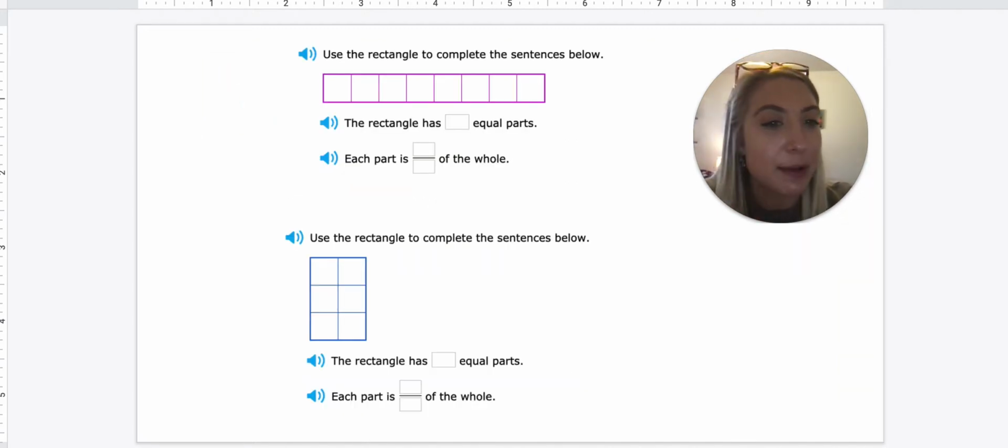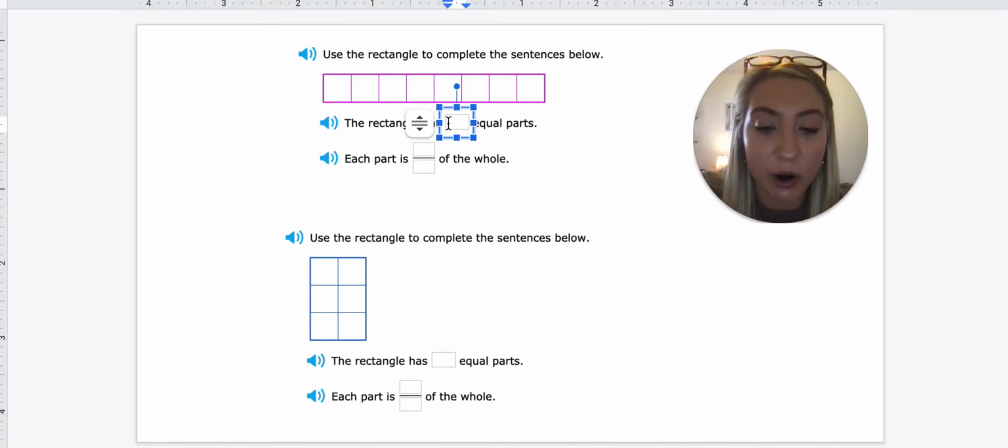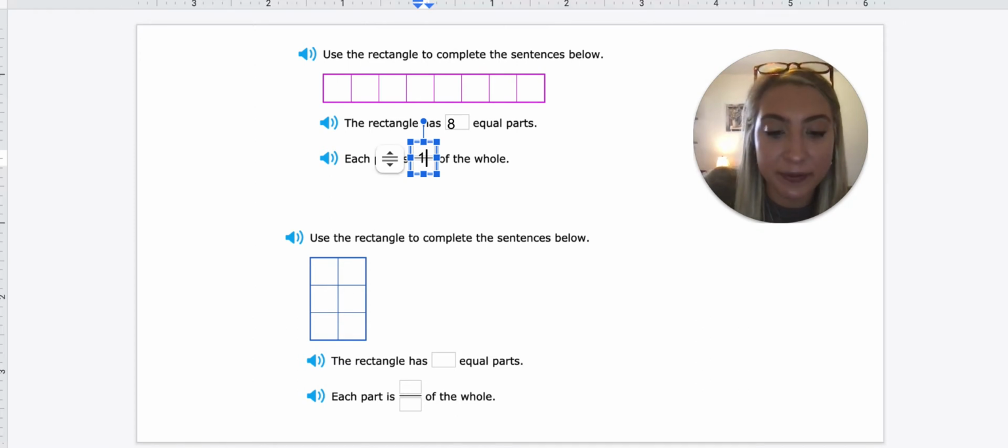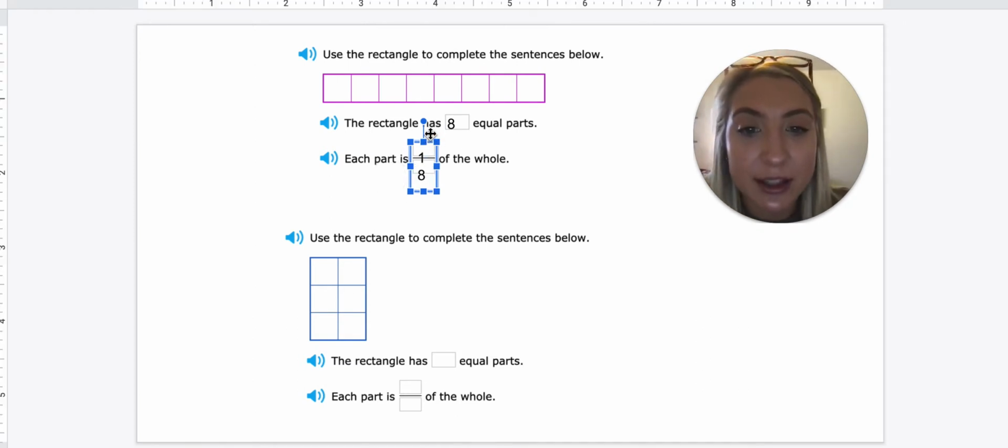This is going to be similar to what we worked on before in math. This rectangle has how many equal parts? Let's count. 1, 2, 3, 4, 5, 6, 7, 8. So we have 8 equal parts. If just 1 square, what part of the whole is that? It would be 1/8, because our bottom is our total number of squares, and our top is just that 1 square. So each part is 1/8. They would each be labeled 1/8, 1/8, 1/8, 1/8.